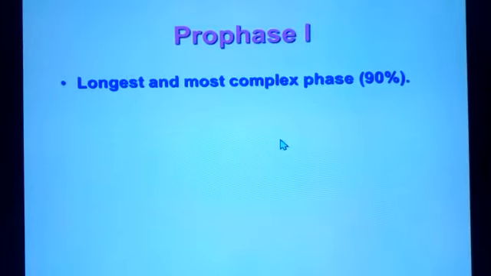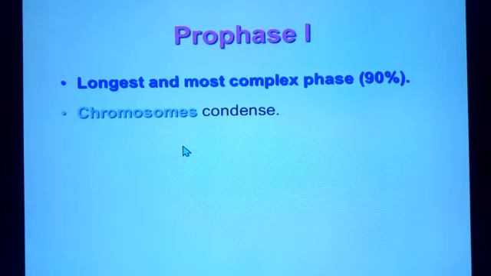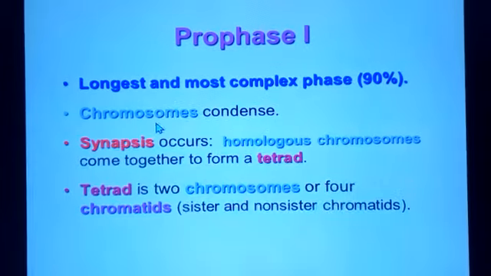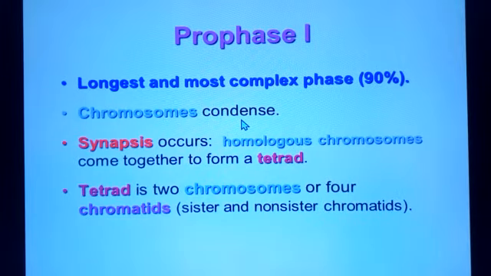Now, what happens during prophase 1? During prophase 1, the chromosomes shorten and they condense. And remember, at this point, they are able to take a dye. Then number 2 is the homologous chromosomes come together and lie side by side, a process that we call synapsis.